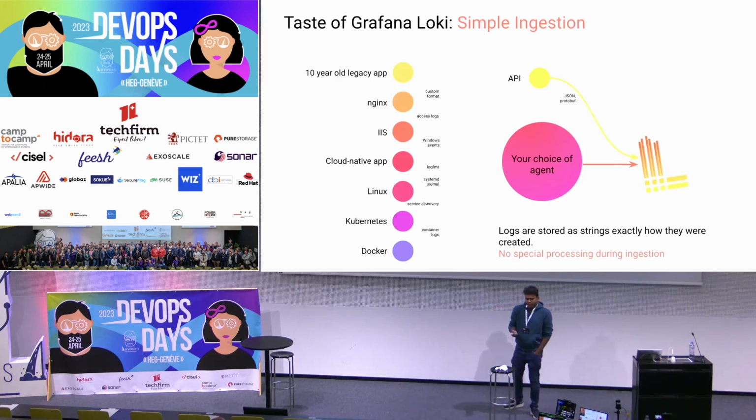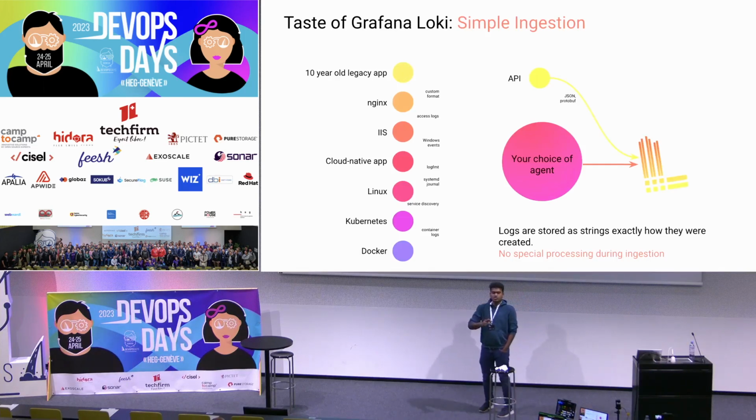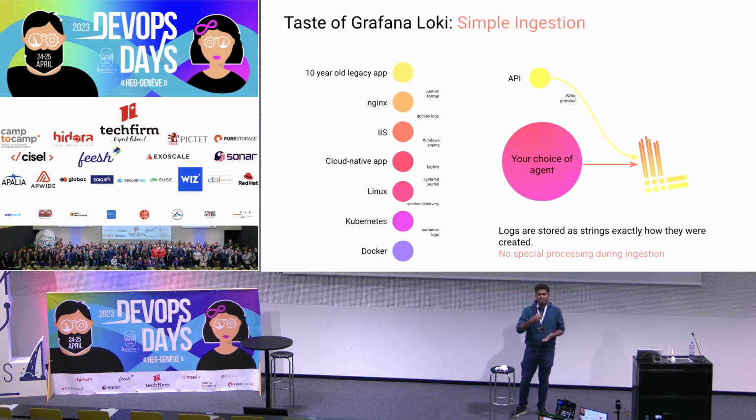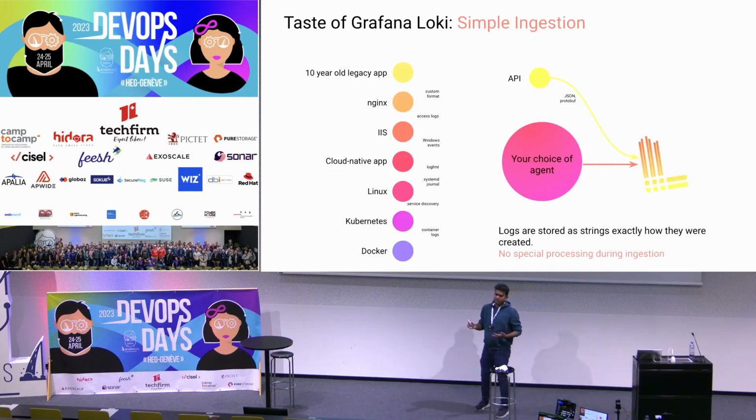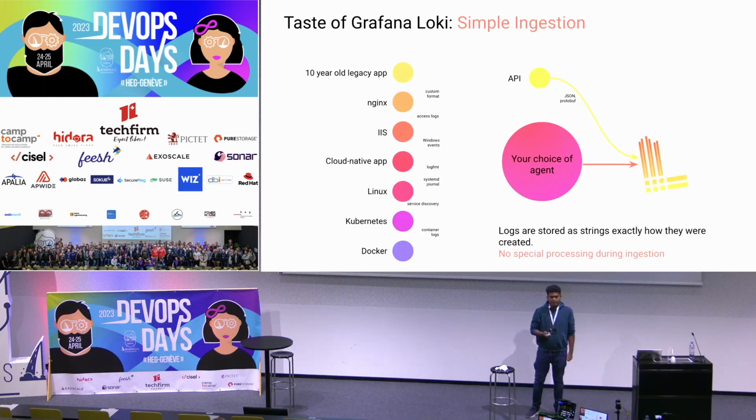Another thing to note here is Loki ingestion is simple in a way that it doesn't do any special processing during ingestion. What it enables us to do is that it doesn't matter what format your logs are. It can be JSON, it can be logfmt, it can be from systemd, it doesn't matter. You just push it to Loki, and Loki is fine with it. And that is intentional because one of the goals of Loki is simple operation, and also simple usability.